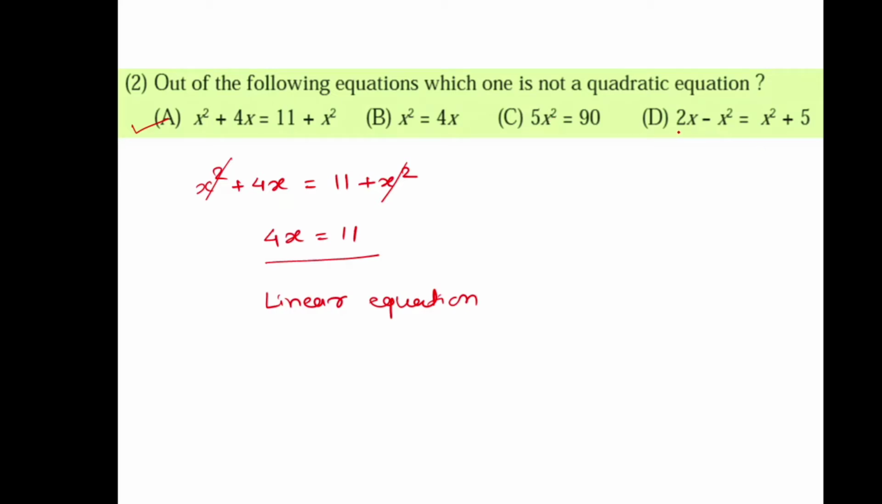And in the option D also, if you take minus x square on the right hand side, it will be x square plus x square, that's 2x square. So that will be again a quadratic equation. So the rest of the three equations are quadratic equations. Only the first equation is not a quadratic equation because it is a linear equation. So our answer is option A.